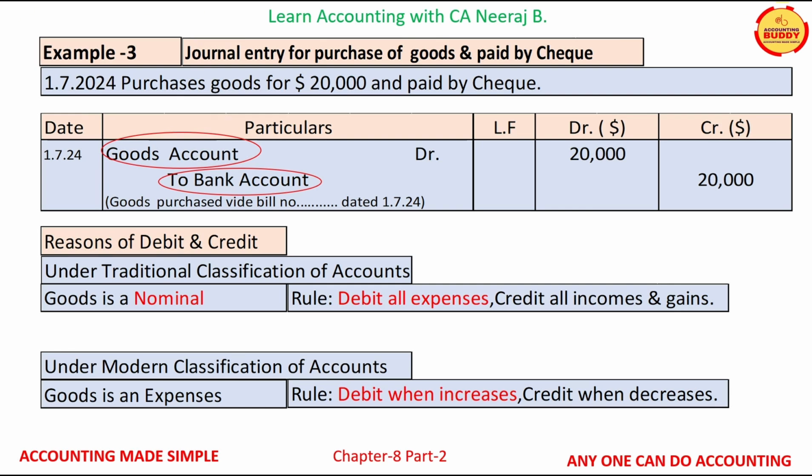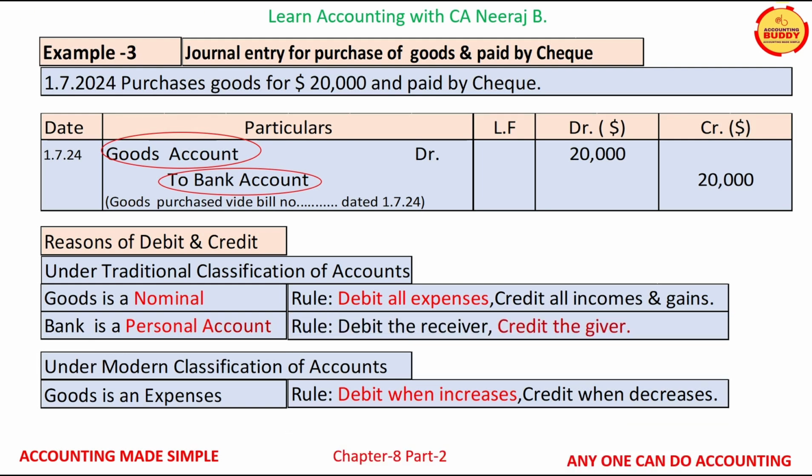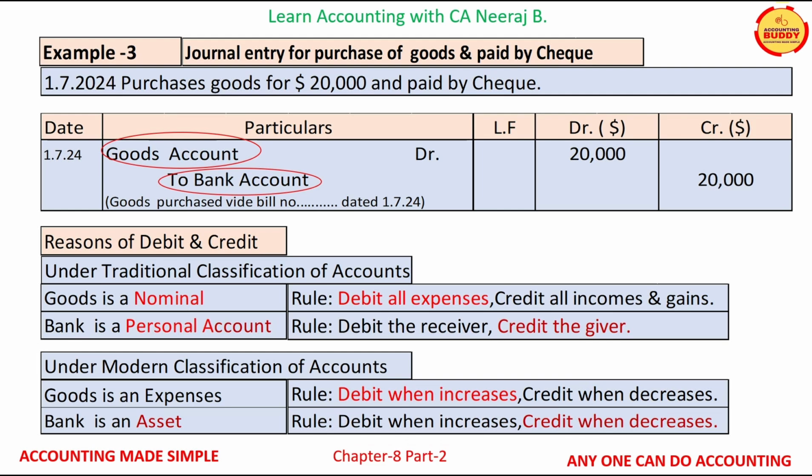Second account which is getting affected in this is bank account, and the bank account is a personal account under traditional classification of accounts. Rule for personal account is debit the receiver and credit the giver. In this transaction, bank is the giver, therefore bank account is credited. Under modern classification of accounts, bank account is an asset. As per rules of assets, assets are debited when they increase and assets are credited when they decrease.